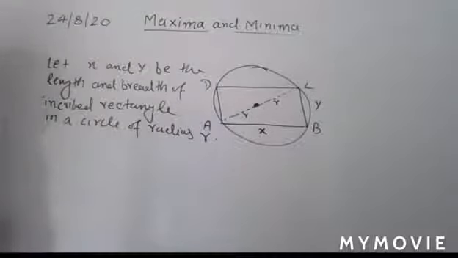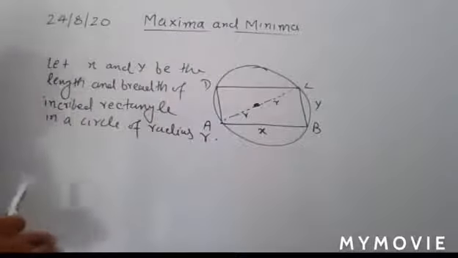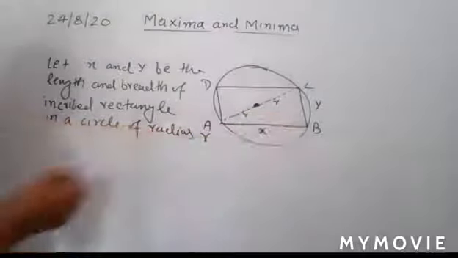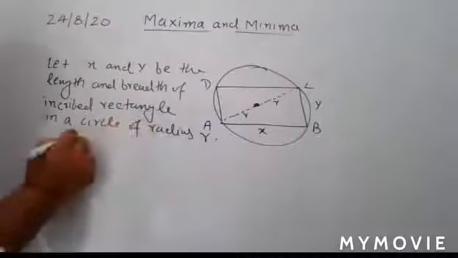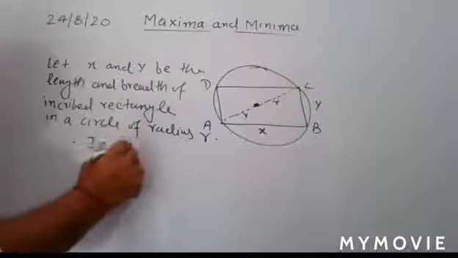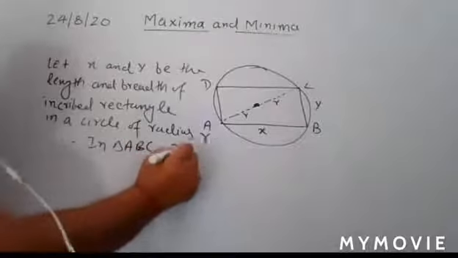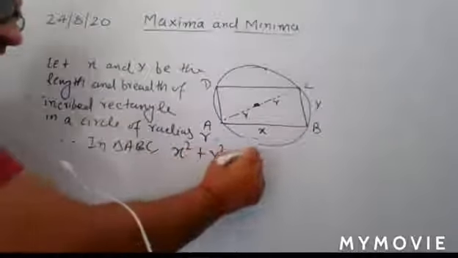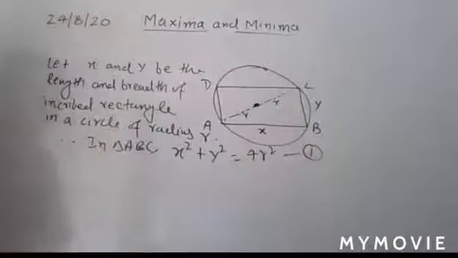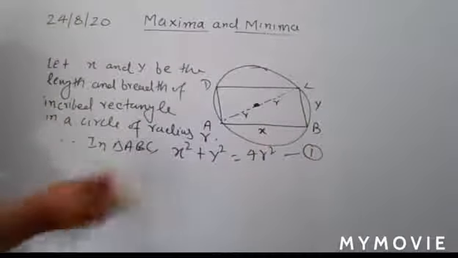Now if you want to maximize its area, its area is X into Y, but you have to convert it into one variable. So here you can apply the Pythagoras theorem. In triangle ABC you can write x square plus y square is equal to 4r square. That is your first equation.